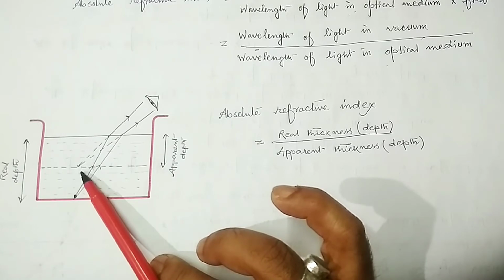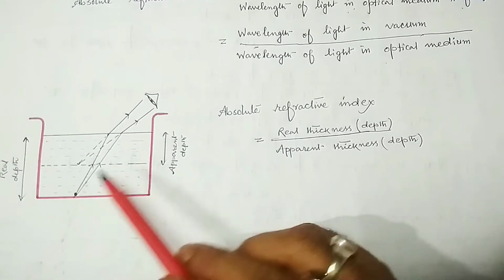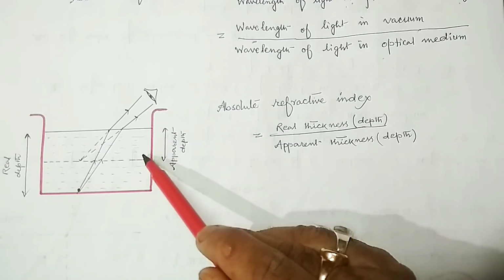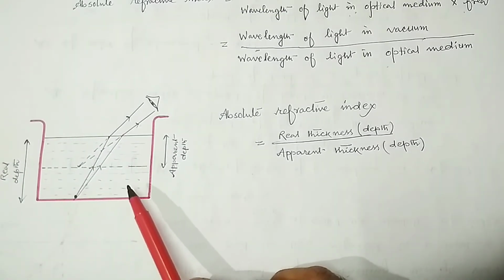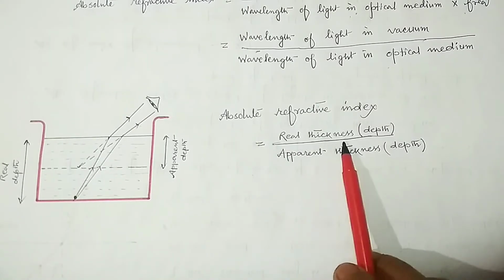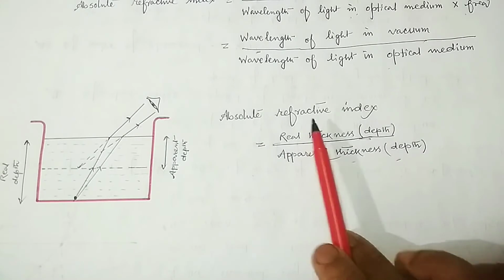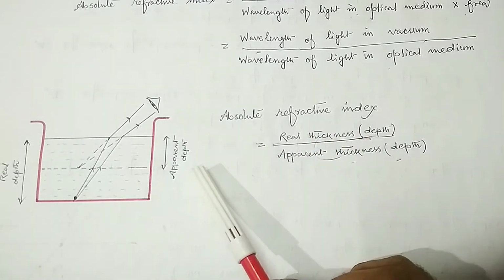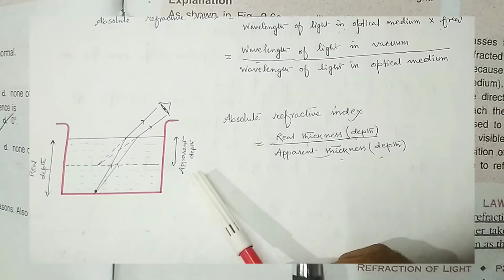So whenever we stand near a swimming pool, it appears to be less depth because of the same phenomenon. Here, this is the apparent depth and this is the actual depth. Now, if you want to find absolute refractive index, real thickness by the apparent depth, this ratio also gives absolute refractive index. In case of refractive index or absolute refractive index, since it's a ratio, it cannot have any unit.